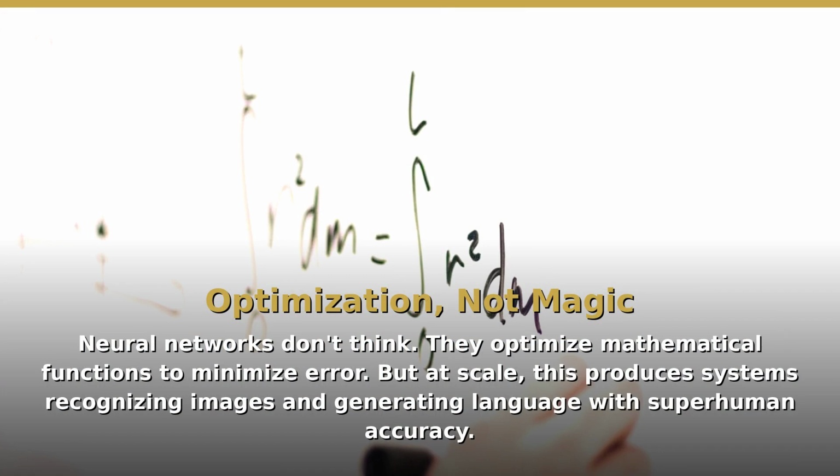The pattern learning process is identical in principle to smaller networks, but scale unlocks emergent abilities, capabilities that appear suddenly when networks cross size thresholds.